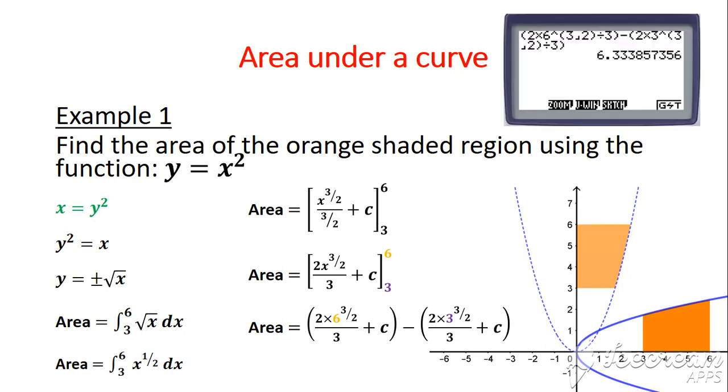Now just be careful please, because when you have numbers raised to the power of a fraction, I prefer to put them inside brackets. So I'm going to go 2 times 6 to the power of bracket 3 over 2, close bracket, and then divide by 3, and I'm going to do the same with the lower boundary, 2 times 3 to the power of bracket 3 over 2, close bracket, all divided by 3. Right, well the answer you should get is about 6.33, and I'm going to round the answer to 2 decimal places.